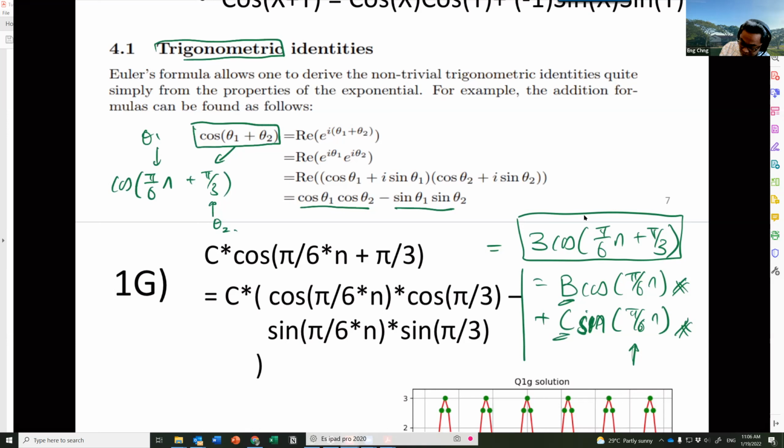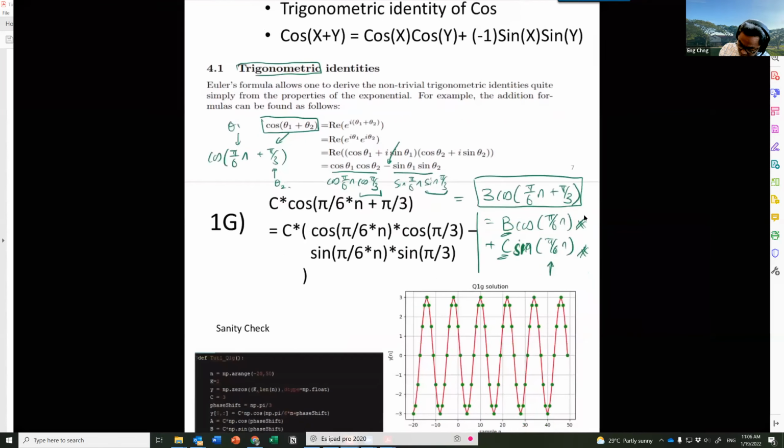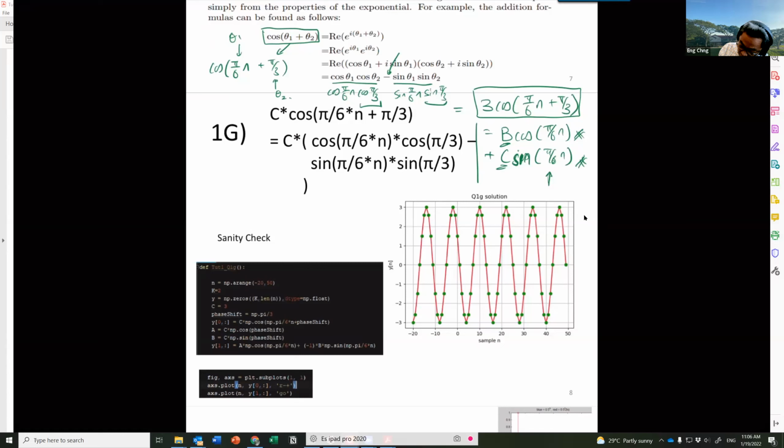So this is cosine pi over 6n times cosine of pi over 3. The other term is sine of pi over 6n times sine of pi over 3. So now we know how to compute B and C. Please remember there is a minus sign here, and then this is our answer. Go through the math, and you see that this is how I find my answer. So this is the C, this is the B.